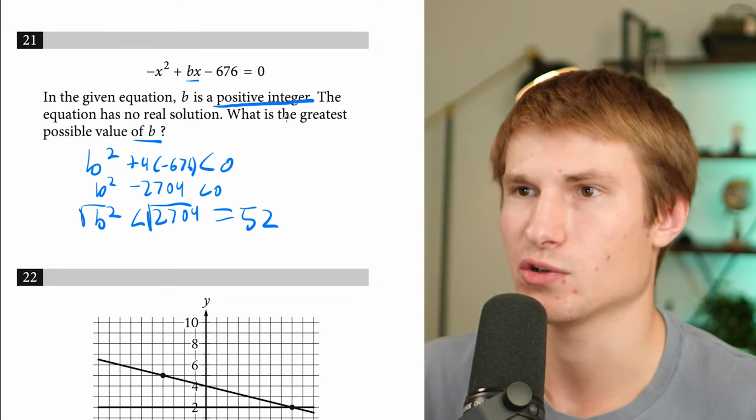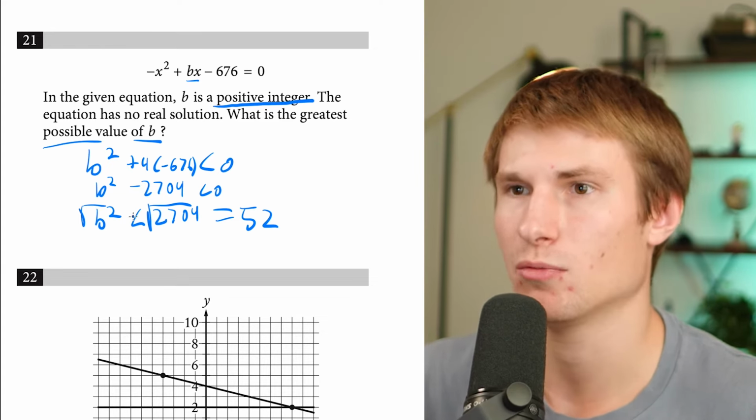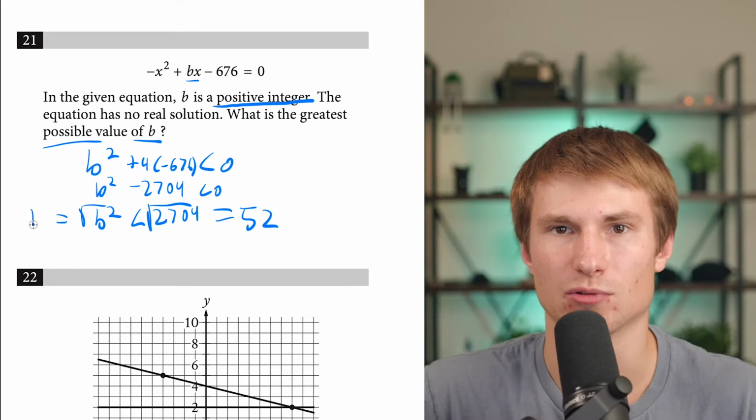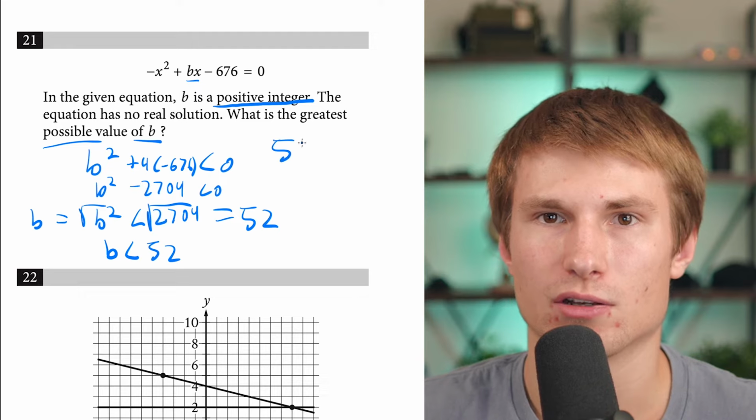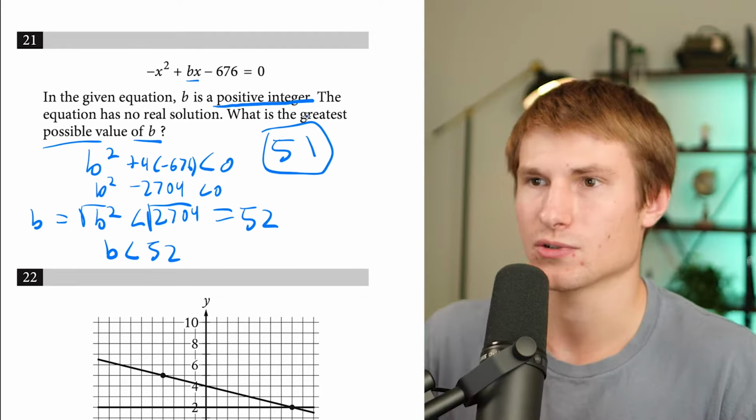The equation has no real solution. What's the greatest possible value of b? Well, b has to be less than 52. Therefore, the greatest possible value of b would be 51. So our answer there is 51.